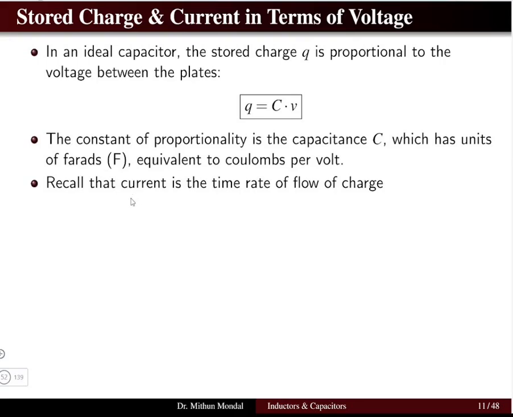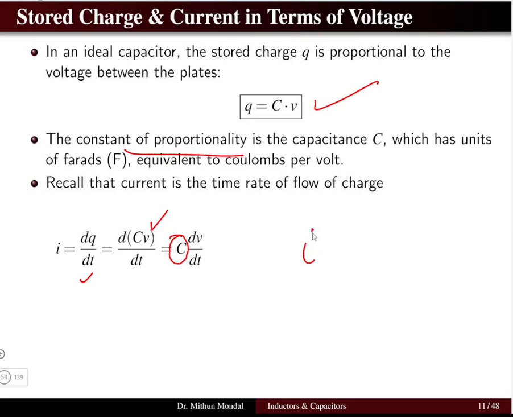Now if we recall that current is the time rate of flow of charge, so I is equal to dq by dt. If we differentiate the charge with respect to time, then we get d by dt of CV, and C is a constant of proportionality. So we can take C outside the differential. So we get I is equal to C dv by dt.